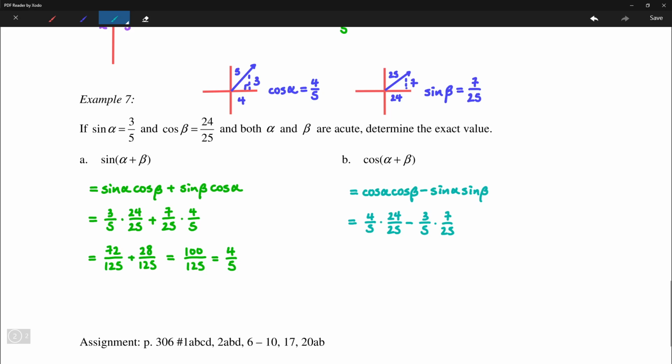And very similar to the previous question, we now have 4 times 24, which is 96 over 125. The denominators will be the same in this case as the previous example. And then 3 times 7 is 21, again over 125. The difference is 75. So this would be 75 over 125, which of course simplifies to just 3 over 5.